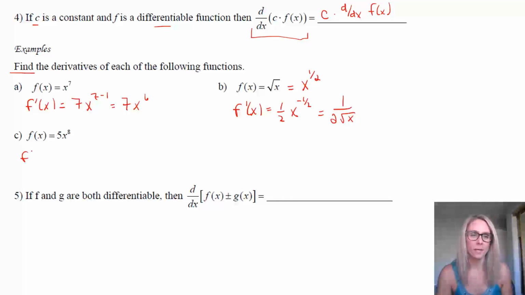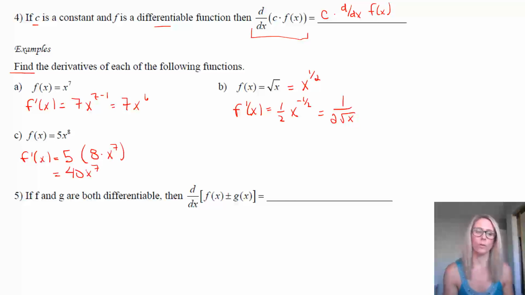And then the last one here, the idea is from that number 4 at the top. If you take the 5, you can then take the derivative of x to the 8th, which is 8 times x to the 7th, and then multiply it to get 40x to the 7th. Over time, typically students would just go right from f of x being 5x to the 8th to immediately saying 40x to the 7th without doing this intermediate step. And again, because it's just one term, that's okay as you go.